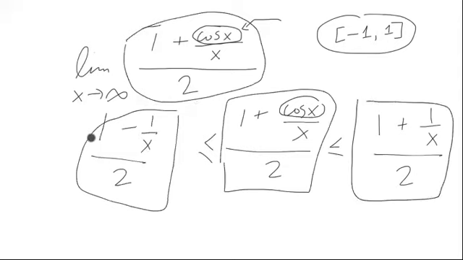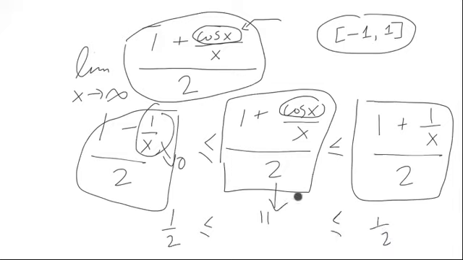So then if we take the limit of this one as x goes to infinity, this part goes to 0. So we're left with 1/2 on this side. And then over here, we're left with 1/2 as we take limits. Now, the idea is, since this is between these all the time, and this limits to 1/2, and this limits to 1/2, and this has to be between 1/2 and 1/2, well, that means that this also limits to 1/2 as well.